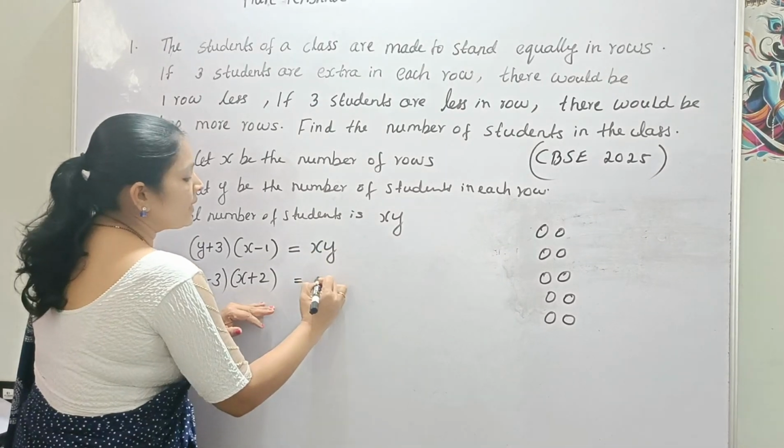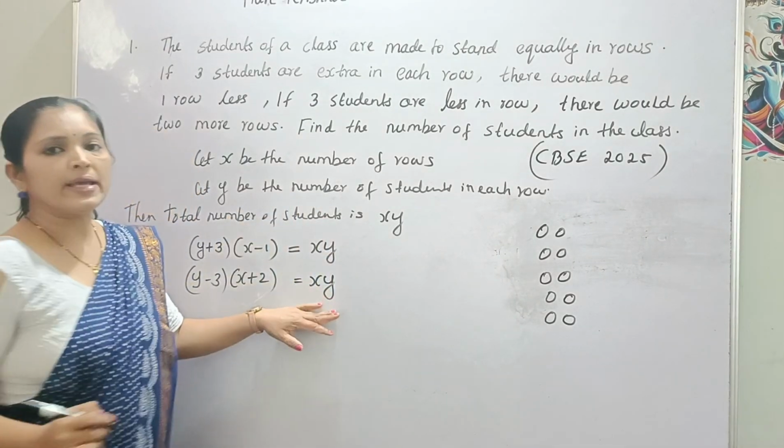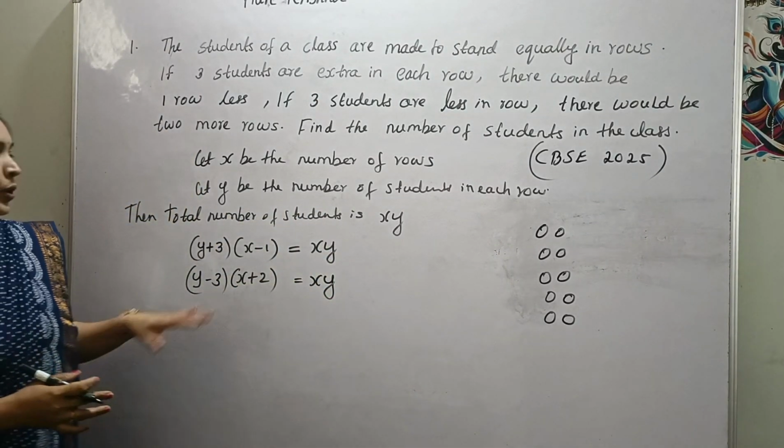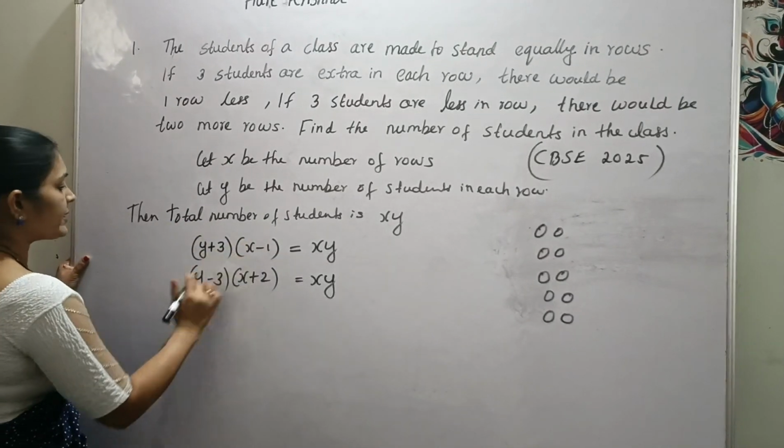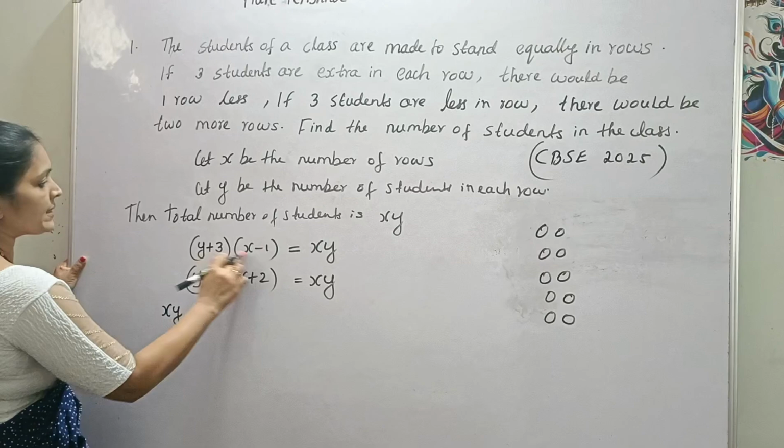So here we know that x into y is the total number of students. Now simplify this one. First equation, x into y plus 3x.